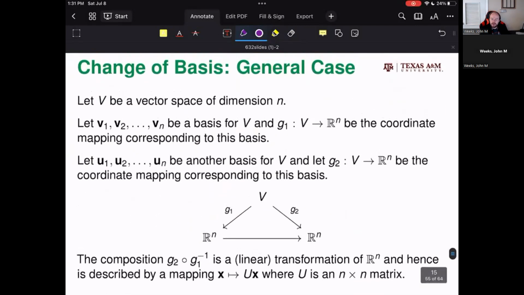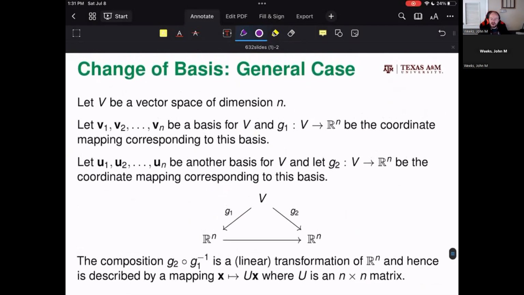Then if we compose G2 with G1 inverse, what we're going to get is this. Well, G1 is going from V to Rn, so G1 inverse is going to go backwards, from Rn to V. That's the first function that we take. And then if we compose that with G2, notice that we're back in Rn again. So G2 composed with G1 inverse is a transformation of Rn into Rn. Both of these are bijective, hence the composition is bijective.